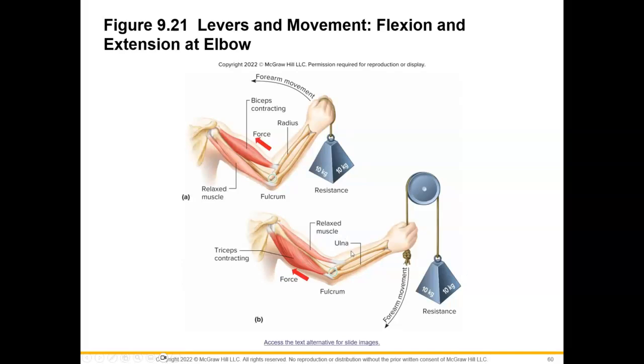Okay, and this other one shows the opposite, because now if you are extending your arm, you're going to use the triceps on the back. So in this case, the muscle pulls on the ulna here this way. So now we have the force, and we have the fulcrum in the middle, and we have the resistance at the end.